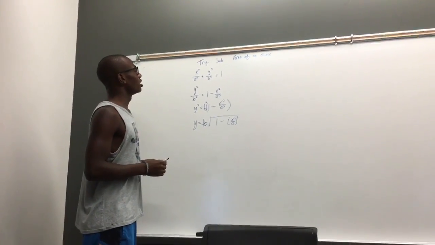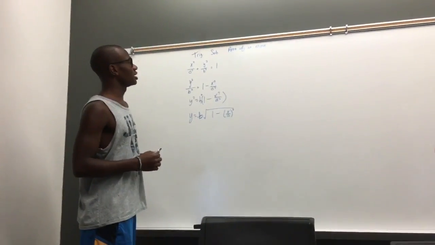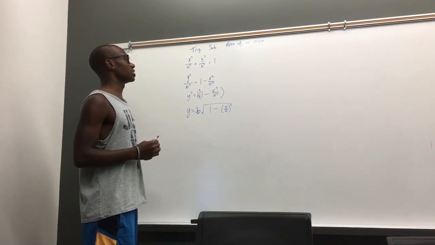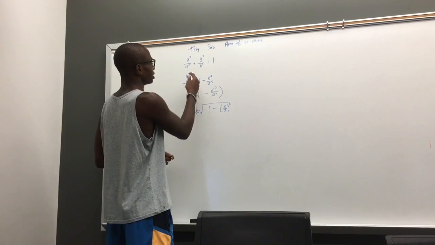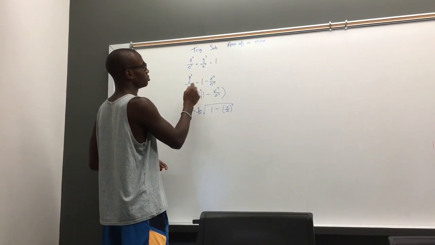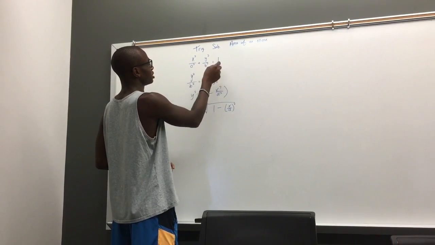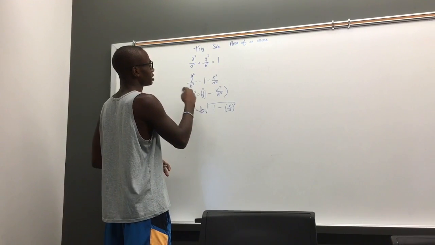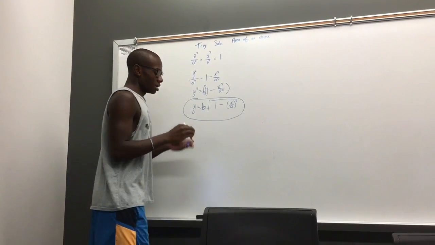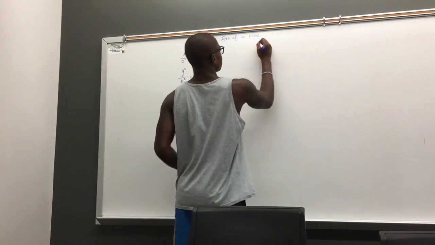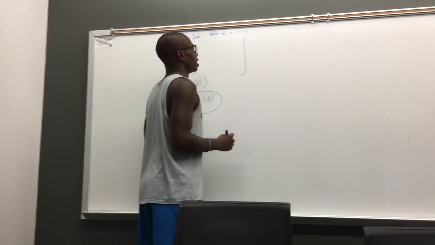Okay, so I have to find the area of an ellipse. So I'm going to take the integral of this equation, but I have to get it in terms of y. So you just use algebra and you move, subtract this to the other side, multiply by b squared, take the square root, all that, and you get this equation right here.